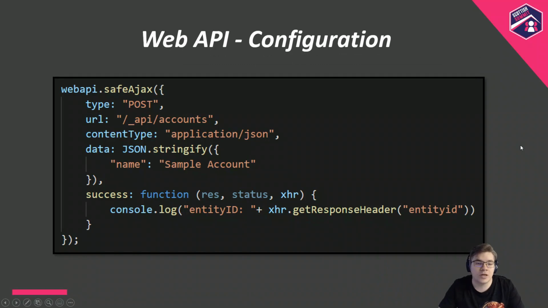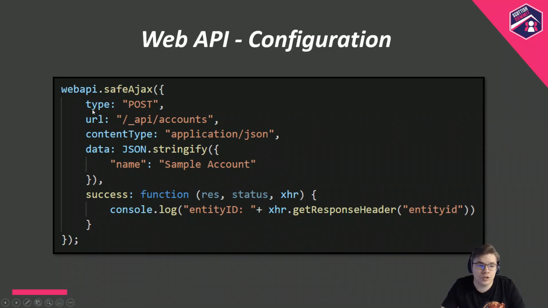So right now on the screen, you can see the simple request to Web API to create an account. You are using webapi.safeAjax and then you provide an object with Ajax options. If you don't know what exactly is in Ajax options, don't worry, this should cover the basics, but if you're still not sure, you can always Google Ajax options object and it's pretty standard.